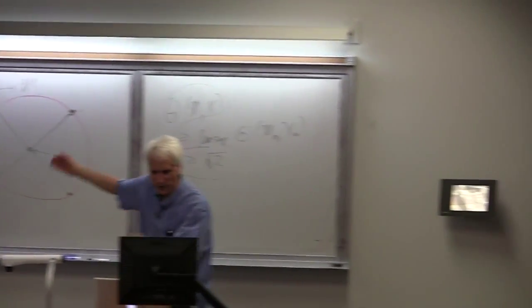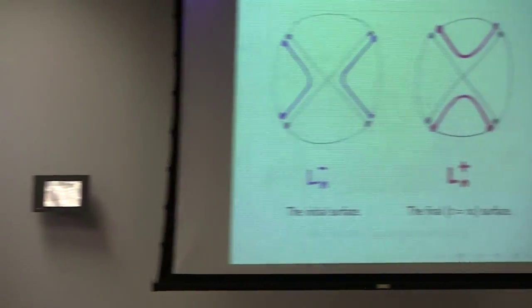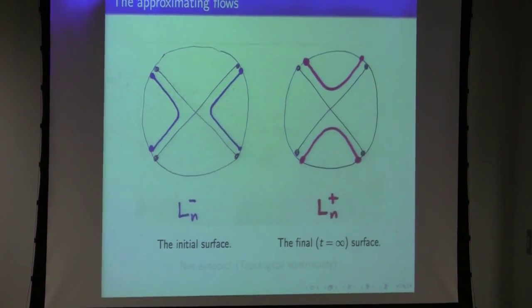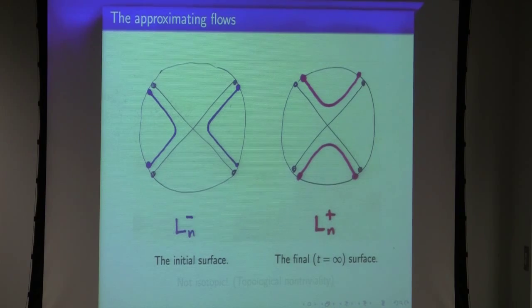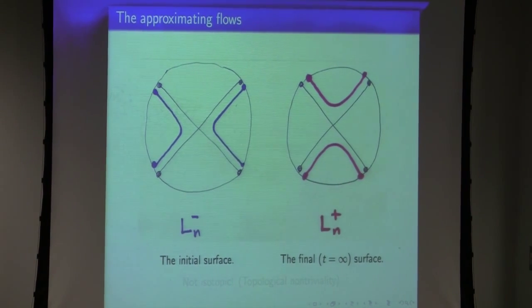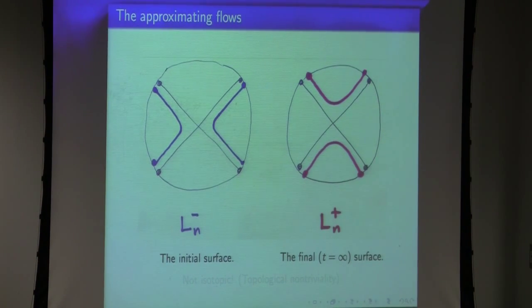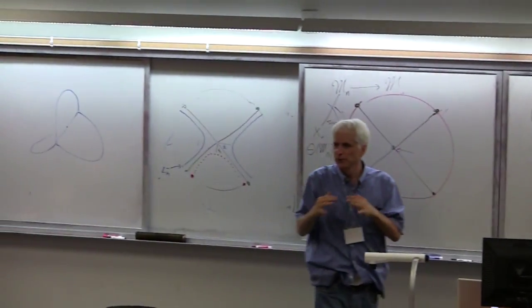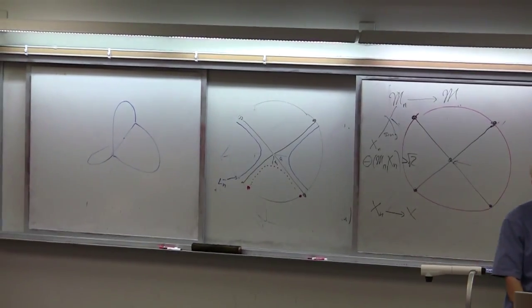Here, the colors probably don't match up at all, but anyway, the initial surface is the leaf on one side, and the final surface, as t goes to infinity, flows to the corresponding leaf on the other side. It's not hard to show, by the way, that it does flow to this, because all those leaves act as barriers. That's the only thing it could possibly flow to, basically, and so it flows to that.